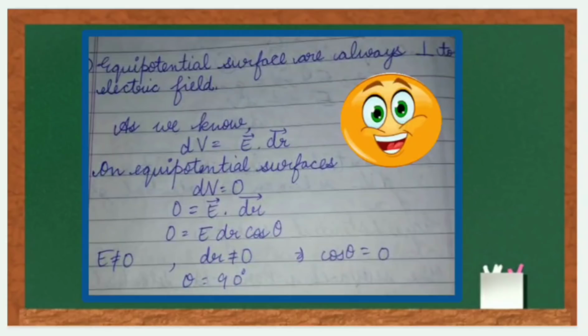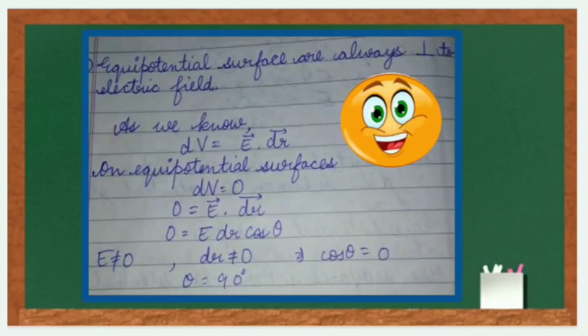We know dV is equal to minus E dr, isn't it? Yes. Now in that case, if dV is equal to 0, what happens? Because for equipotential surfaces, the potential difference between two points is 0. So dV, the change in the potential, is going to be 0.